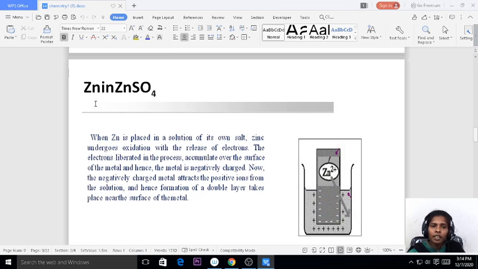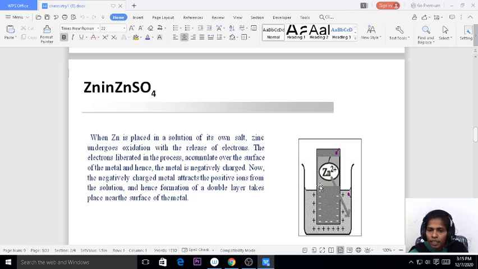So the first example, zinc in ZnSO4. Metal, its own salt solution. Zinc is a metal, its salt solution is zinc sulfate. See here, the solution is containing zinc ions. So that's the reason it is called its own salt solution. So when zinc is dipping in ZnSO4, let us see what happens. When zinc is placed in a solution of its own salt, zinc undergoes oxidation with the release of electrons. We know what is meant by oxidation, loss of electrons.